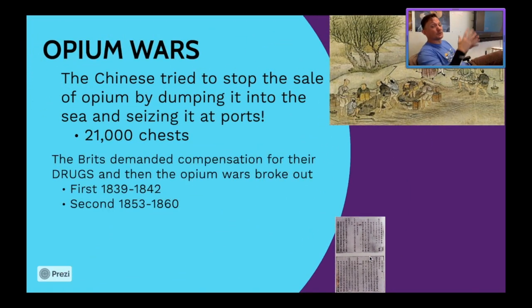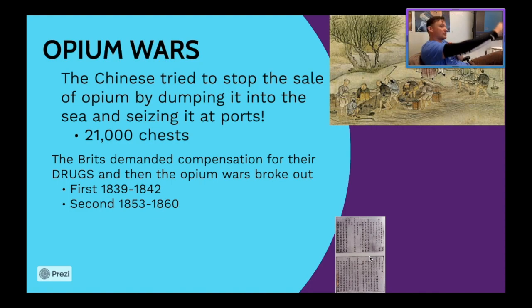Now, when the Brits demanded compensation for their drugs, the Opium Wars break out, because the Chinese government refuses to pay it, right? The very first Opium War ranged from about 1839 to about 1842, and the second one ranged from about 1853 to 1860.